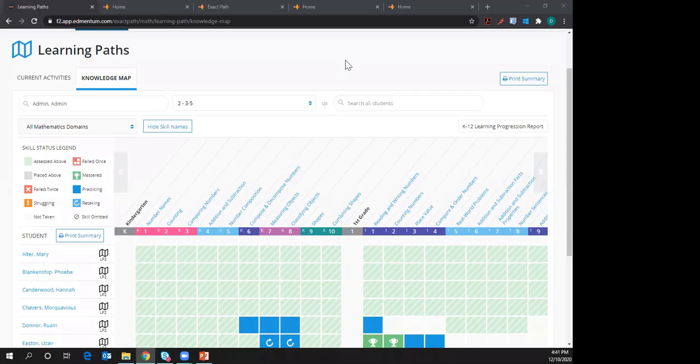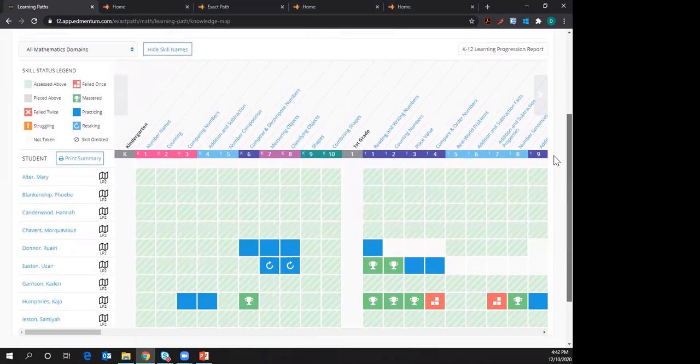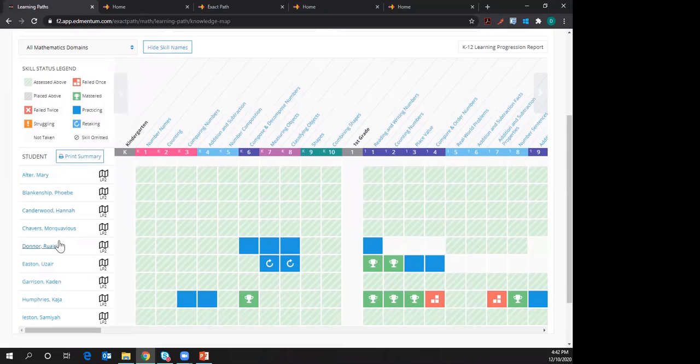So I'm logged in as a teacher that has a class full of students, and I'm looking at the math learning path, the math knowledge map. If I were a parent, I would see the same view, but I would only see my children or my students in this list over here, obviously not an entire class of students. So I'm looking at this knowledge map. So let's get acquainted here. On the left-hand side, I have every student that I'm responsible for. Along the top, I see every math skill in a scaffolded progression from kindergarten to 12th grade, okay? The reading and the language arts knowledge maps would look exactly like this, but with different skills.